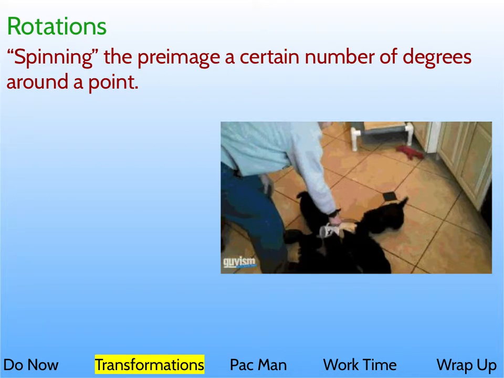Now, one thing that's helpful to know: if the number of degrees is just a positive number and they don't specify a direction, that always means counterclockwise. Counterclockwise unless they specify otherwise. Or if they were to say a negative number, like negative 90 degrees, that would mean clockwise. But the default is always counterclockwise.